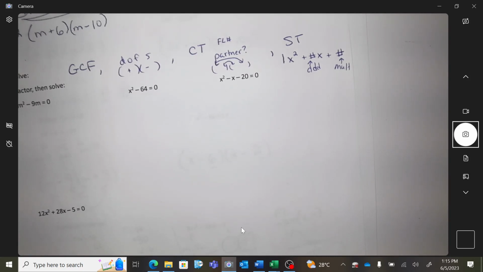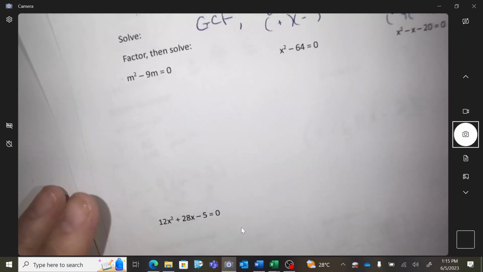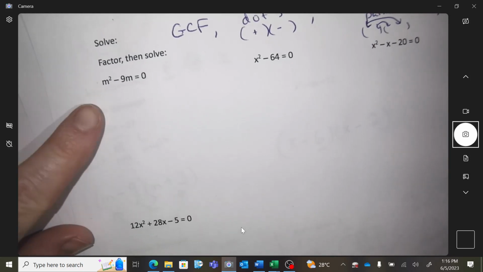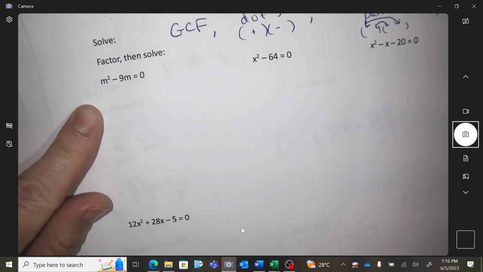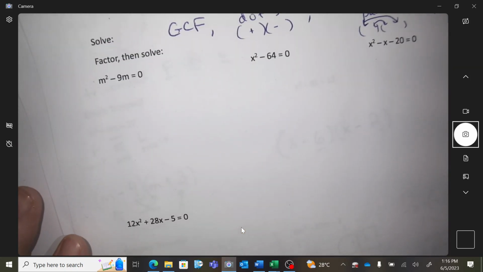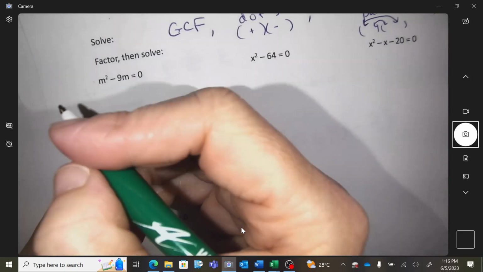Okay, so these ones that we have, what style? That's always your first question. Just don't answer it right now. Just think, what style is it? Okay, what did we think? Which of the 4 styles is it? It's not a difference of squares. It is a GCF.